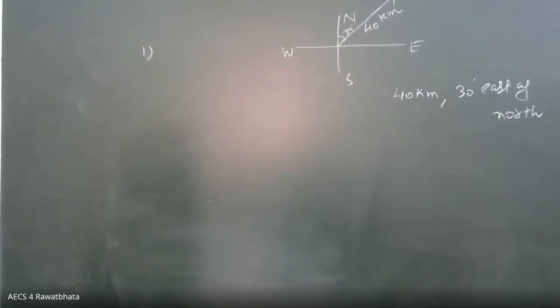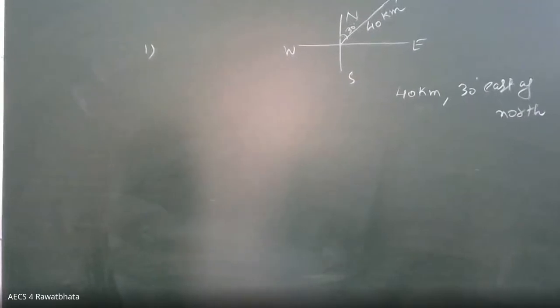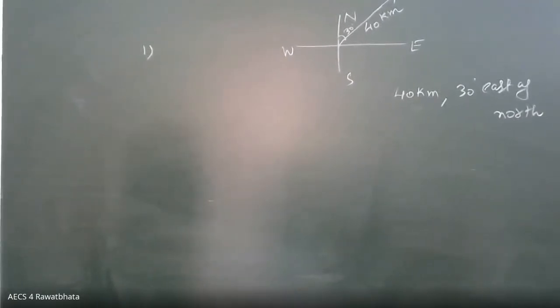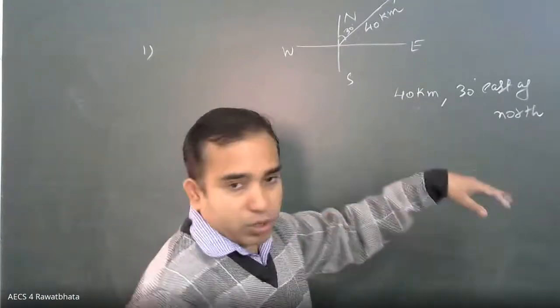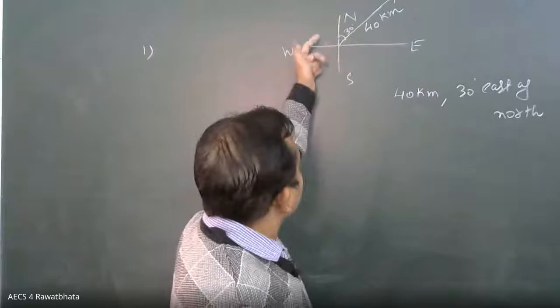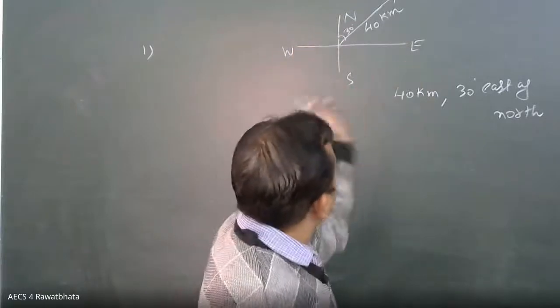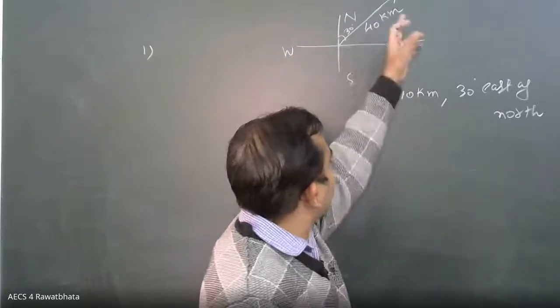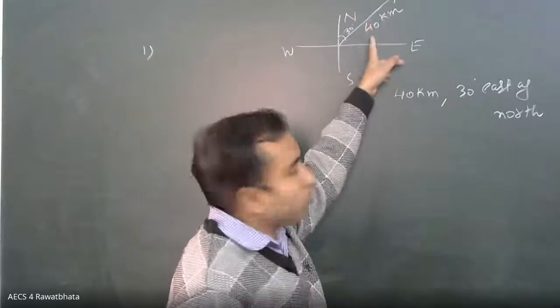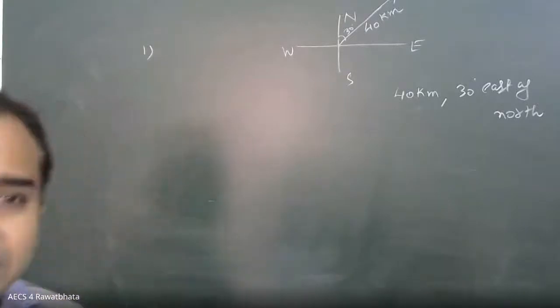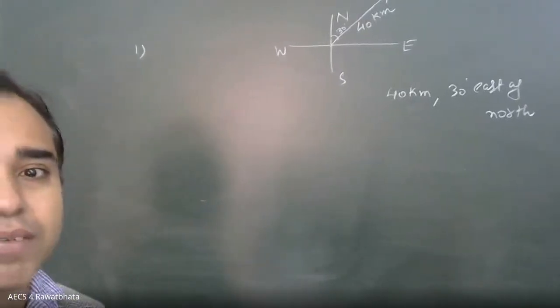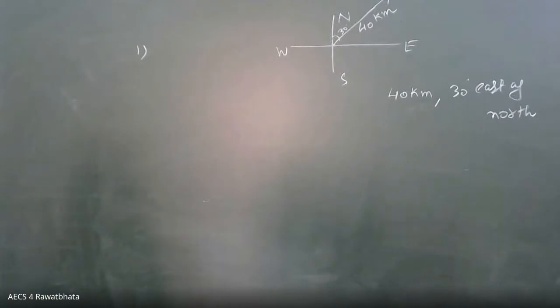Right, students? So you can read the question and check. The question was 40 kilometer, where we have to draw 30 degree east of north. So north is this, and 30 degree on the east side. Then draw a line segment, make an arrow, and write 40 kilometer. We cannot draw 40 kilometer in actual size on paper, so you draw some line segment and call it 40 kilometer. Simple it is. Then let us move towards the next question.